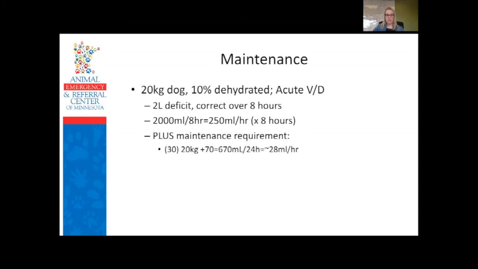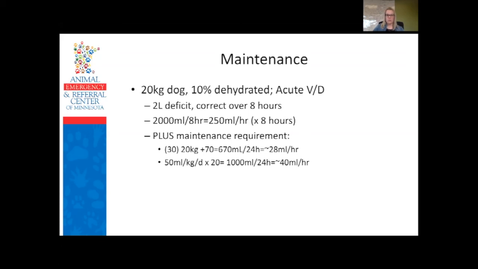But we also have to remember he needs maintenance fluids. It's not just what we need to give him back. We have to account for what he needs ongoing. Depending upon the formula you choose to calculate your maintenance requirement, whether you're using your RER formula or a mL per kg per day formula, that's going to give you a daily maintenance requirement. So if you're using the RER, this guy needs about 28 mL per hour.